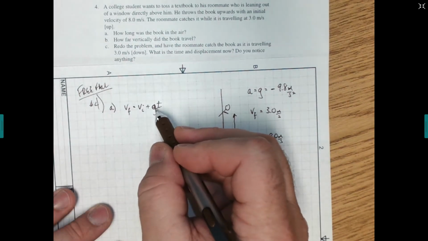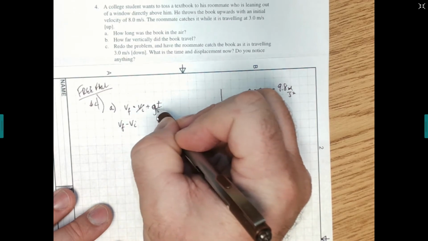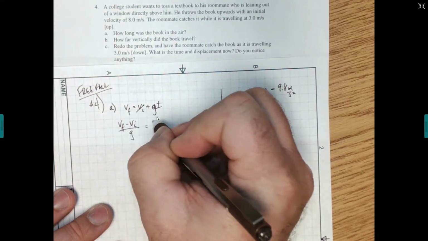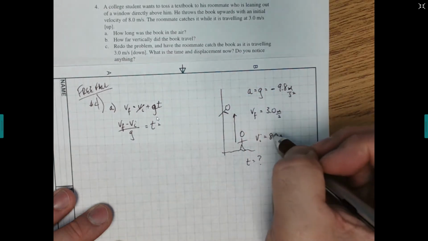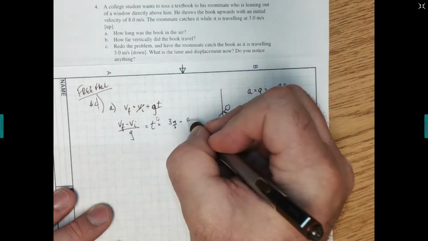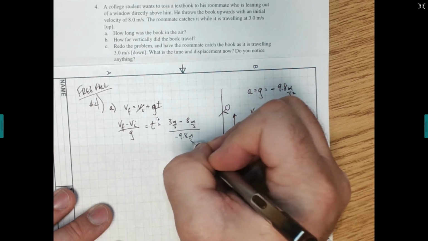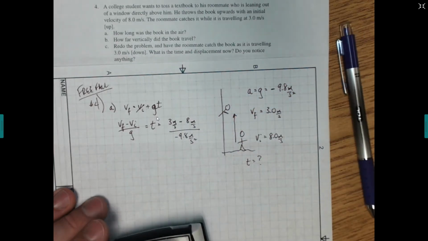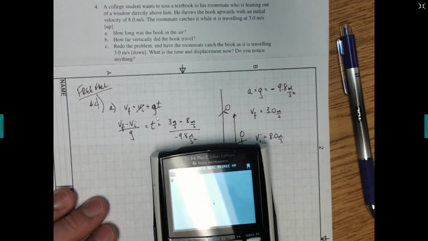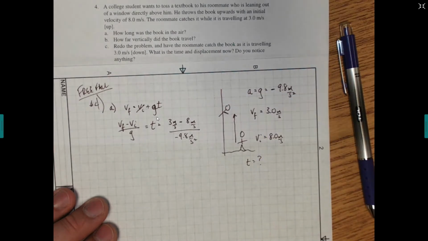We're going to rearrange this to solve for t, so we subtract the vi: vf minus vi gets rid of that. Then we divide by g, and that's all equal to time. Final velocity was 3 meters per second. We subtract the initial velocity of 8, and divide all that by the acceleration due to gravity, 9.8. We solve all that. We have 3 minus 8 divided by negative 9.8. We get our time of 0.51 seconds.